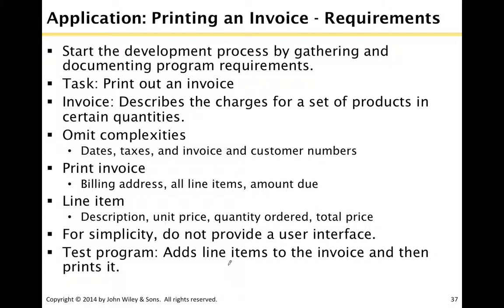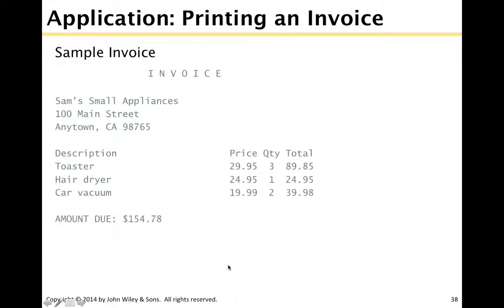And then we want to write the test code for that. So this is what we are looking for. The invoice has a customer's address, and for each line item we have a description, price, quantity, and total, and then finally we have the amount due.